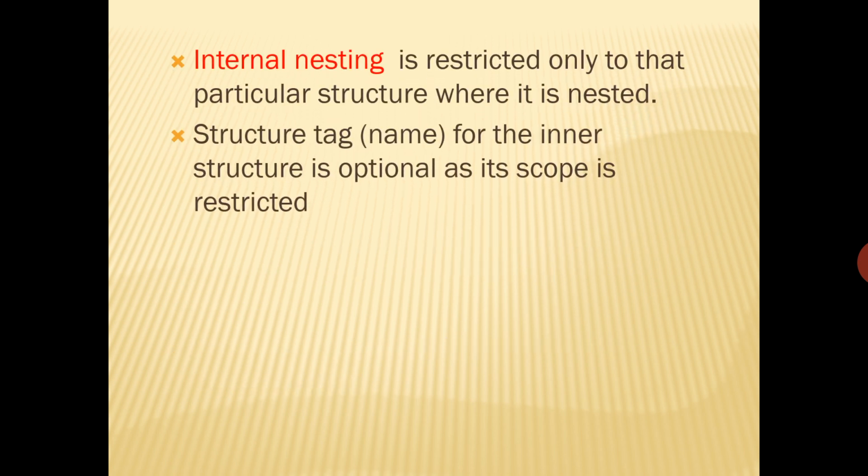So structure tag for the inner structure is optional as its scope is restricted. In this case, having a structure name for the nested part alone is optional because it is restricted only for this particular structure alone. We cannot make use of it for any other structures outside. Scope means its life is restricted only within this main structure.